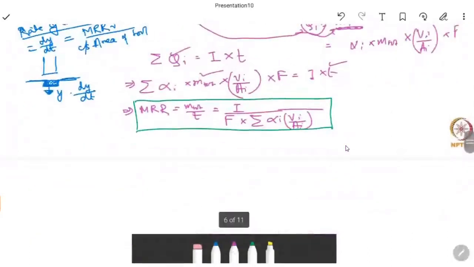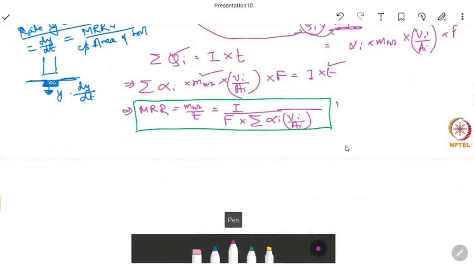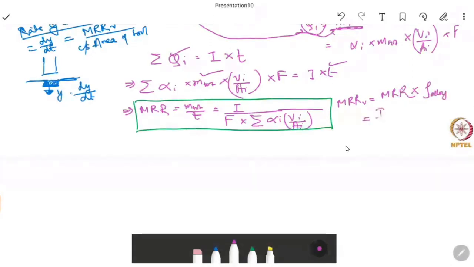So we need to calculate MRR V. That means MRR V is nothing but MRR into rho of the alloy. Sorry, MRR divided by the rho of the alloy.